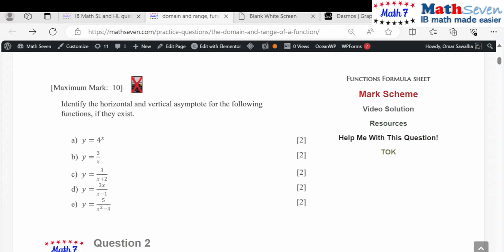Okay, students, now we're going to do the last part, which is part E, which is 5 over x squared minus 4. So let me go to the blank white screen. So the function is y equals 5 over x squared minus 4. Now we have x squared, not x minus 4, x squared. Now I'm going to show you what x squared looks like.